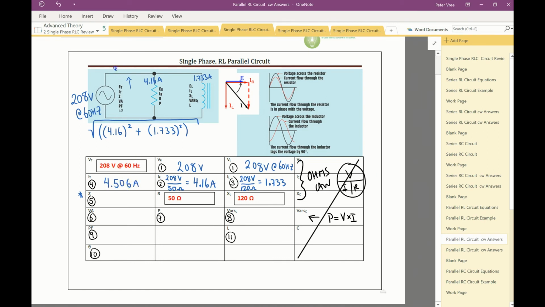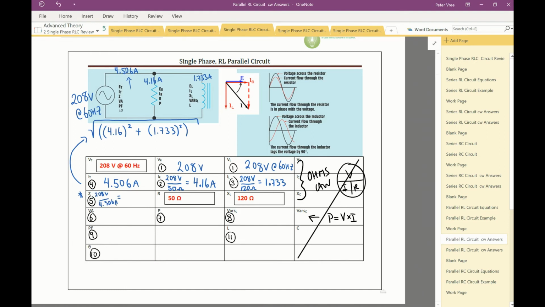Okay, so total current here is 4.506 amps. Excellent. Okay, so again, you can't just add up the 4.16 and the 1.733. You have to use Pythagorean theorem in order to find that value. So we found this guy with this equation right here. Nice, and now we're rocking. Now we can find our dirty Z with just Ohm's law. So this guy is 208 volts divided by 4.506 amps.